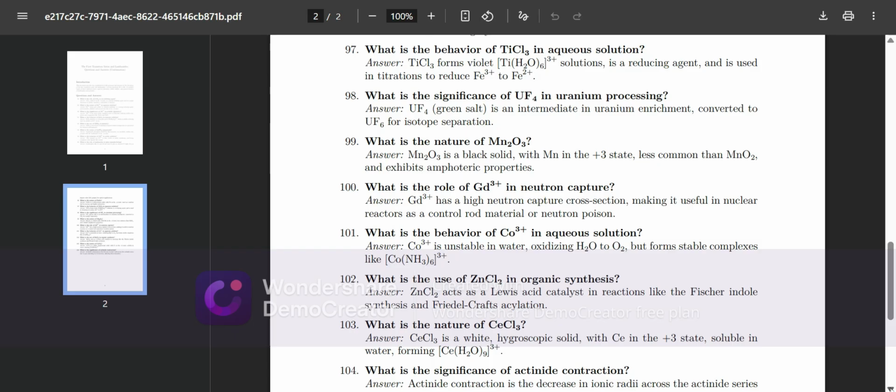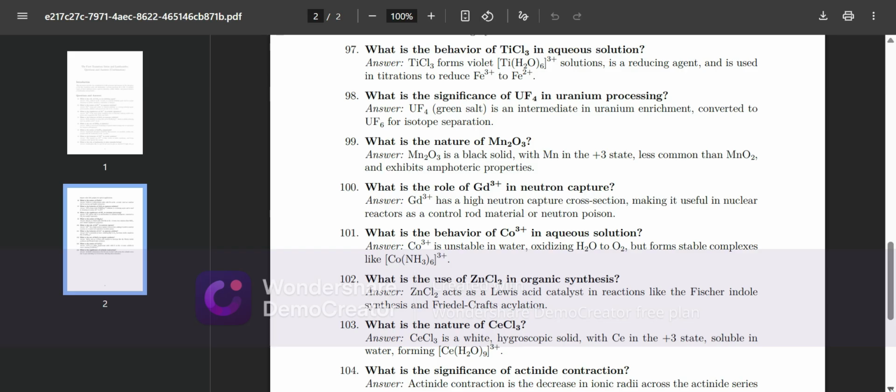What is the behavior of TiCl3 in aqueous solution? TiCl3 forms violet [Ti(H2O)6]3+ solutions, is a reducing agent and is used in titration to reduce Fe3+ to Fe2+. What is the significance of UF4 in uranium processing? UF4, a green salt, is an intermediate in uranium enrichment, converted to UF6 for isotope separation.